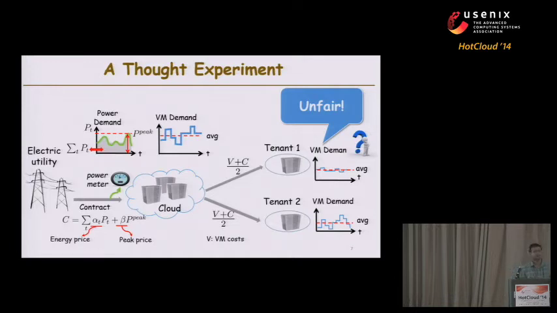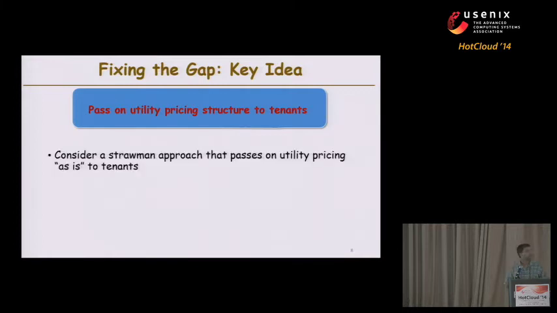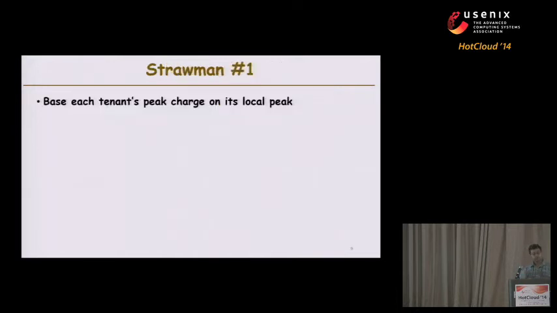Okay? So if we would like to do something so that this unfairness is removed, let's look at some simple possibilities that come to mind. One thing that we might identify here is, well, rather than doing things the way they are done today, perhaps we should be passing on something resembling the utility pricing structure onto the tenants. Right? For example, we might think of an approach that passes on the utility pricing structure, which is a combination of an average charge and a peak charge, as is to the tenants. Okay? So we might base each tenant's peak charge on its local peak.